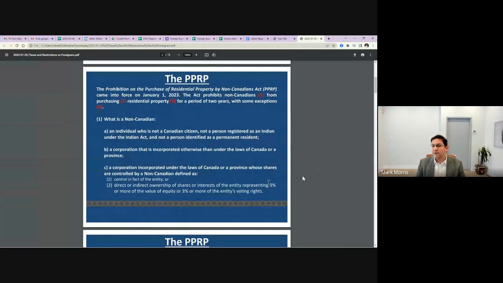So the prohibition on the purchase of residential property by non-Canadians comes into force on January 1st, 2023. The act prohibits non-Canadians from purchasing residential property for a period of 2 years with some exceptions. And you'll note I've helpfully footnoted that particular statement, 1, 2, 3, and 4. Because if we can go through points 1, 2, 3, and 4, we'll have a comprehensive understanding of what the obligations are under law. First, what is it that constitutes a non-Canadian?